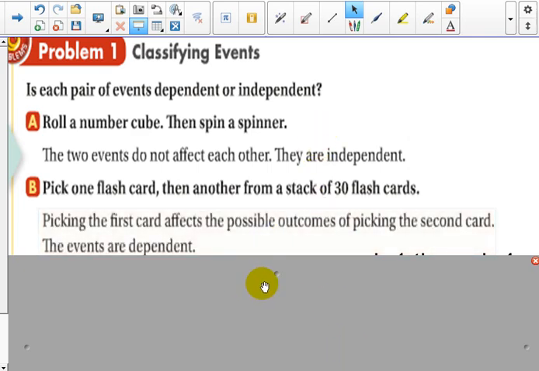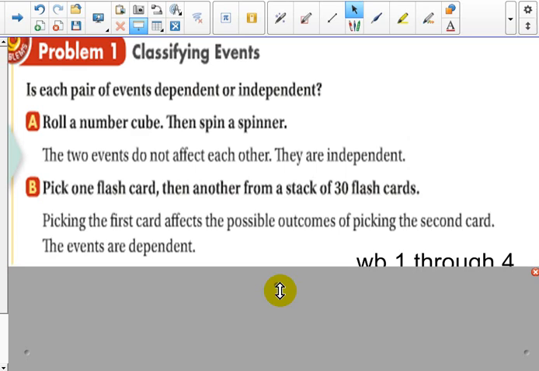So picking the first card does affect the possible outcome of the second card. So these events are dependent on each other. What you draw the second time depends on what you drew the first time. So if you drew the King of Hearts, you know you're not going to draw the King of Hearts a second time. So it depends, right? The second draw will be anything but the King of Hearts.